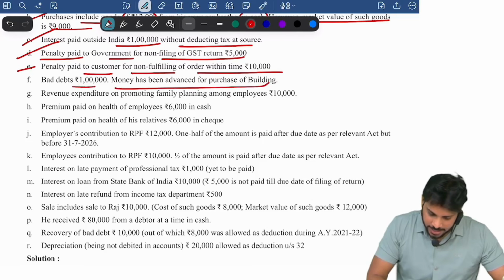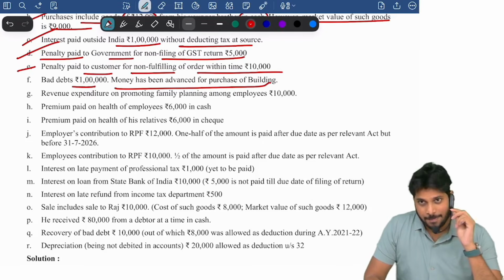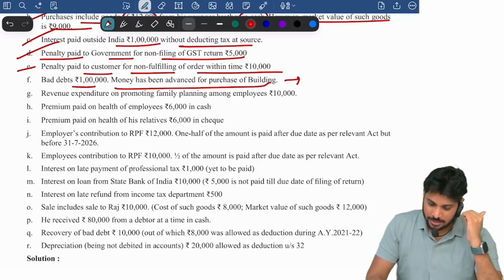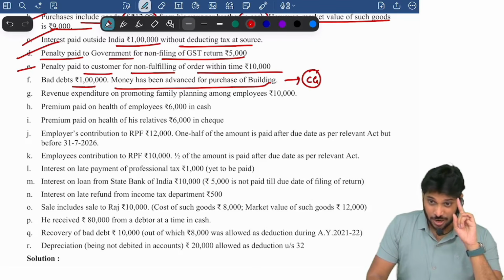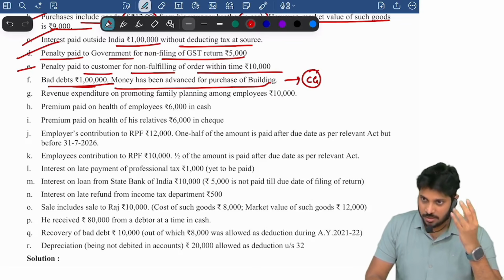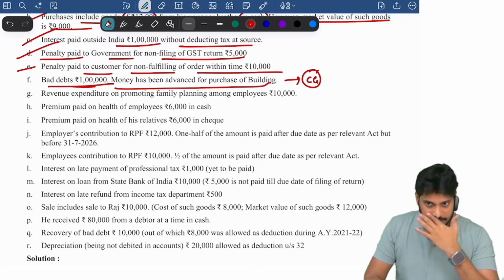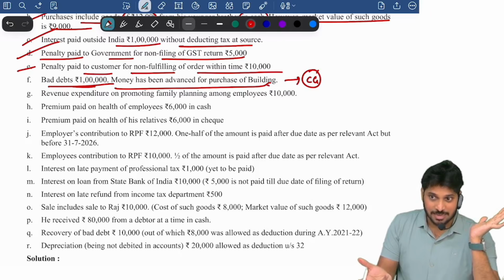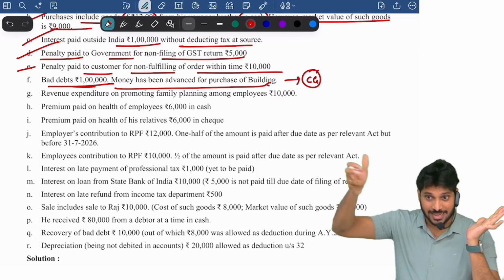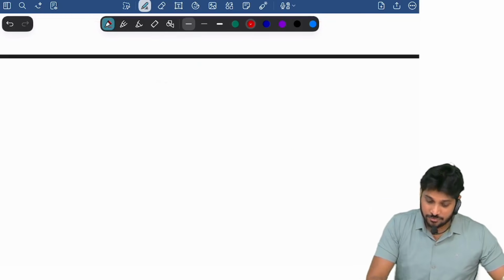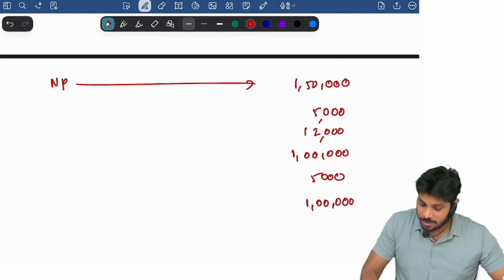Bad debts 1 lakh. Money has been advanced for the purchase of building. This money has been paid for building purchase. Okay. This is important for capital gain purpose, not relevant for PGBP purpose. This 1 lakh amount was paid as advance. Bad debts you can claim as deduction only when that income was earlier shown as a sale. Now, if at all that amount is not recoverable, then it is shown as bad debt. Here, it is not income related bad debt. It is expense related, transaction related bad debt. So no deduction at all. But this is debited to P&L account, so therefore I will disallow. Am I right? Are you able to understand?